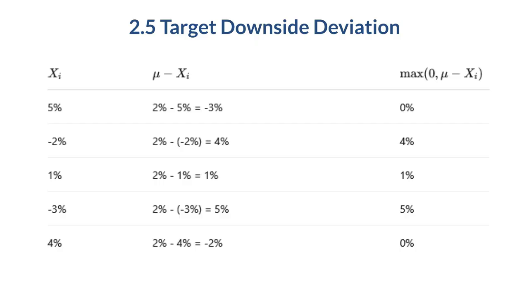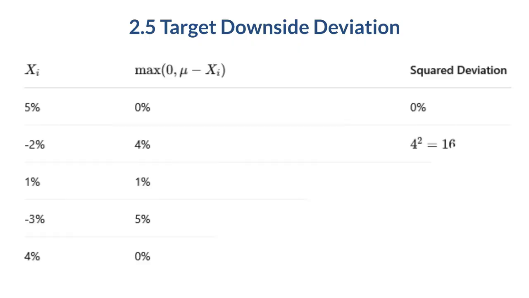Minus 3%, deviation of 5%, since 2% minus 3% equals 5%. For 5%, no deviation greater than target, so it's 0%. Step 2, square the deviations from the target. The results are summarized in the table below.